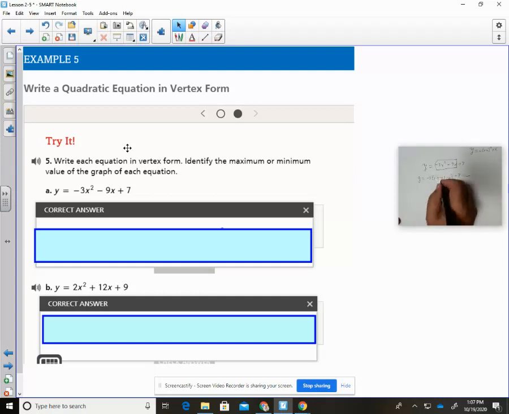So half of 3 is 3 halves. 3 halves squared is 9 over 4. Now, here's the thing. What am I doing? I'm adding negative 3 times that. So that's negative 27 over 4. So to counteract that negative 27 over 4 on this side, what do I have to do? I have to add 27 over 4, don't I?